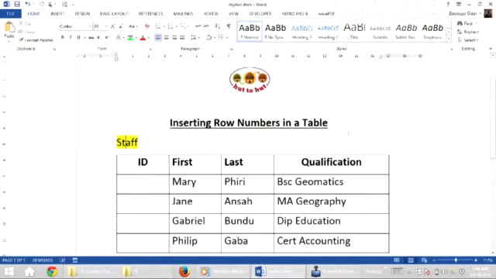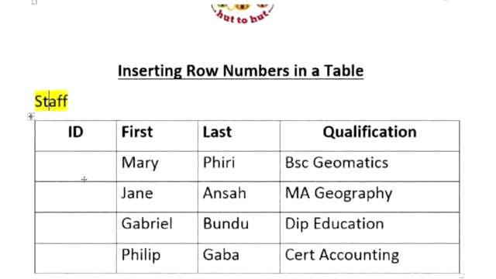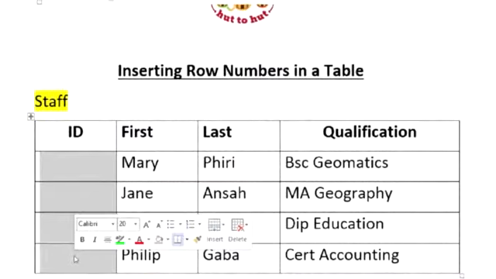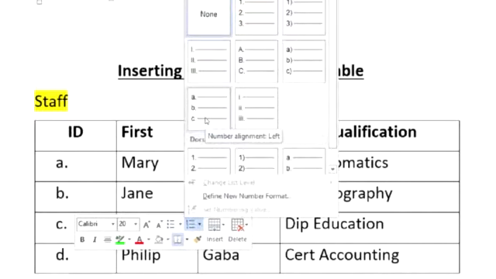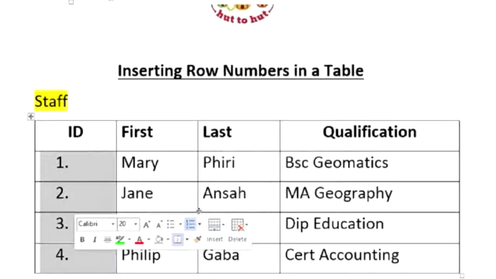Inserting row numbers in a table is fairly simple. The first method is by selecting all the rows in which you want to insert preceding numbers. We can use the quick tool here, and we can actually use the numbering tool to select a number system. So here are the numbers. So if I want 1, 2, 3, 4, here I go. So I selected it from the quick tool here.